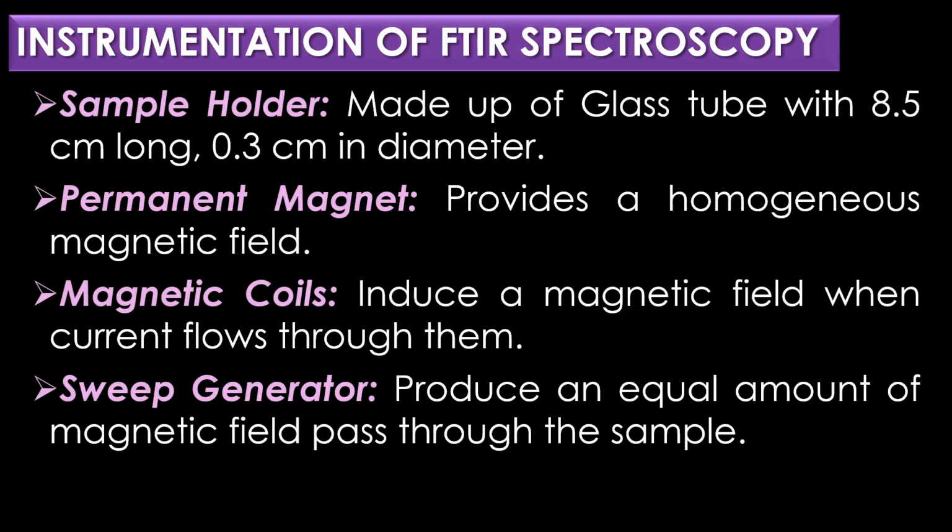Sample holder. The sample holder is made up of glass tube with 8.5 cm long and 0.3 cm in diameter. Permanent magnet. The permanent magnet provides a homogeneous magnetic field, and magnetic coils induce a magnetic field when current flows through them. Sweep generator. The sweep generator produces an equal amount of magnetic field which passes through the sample.